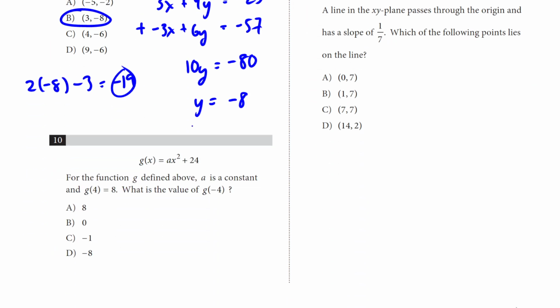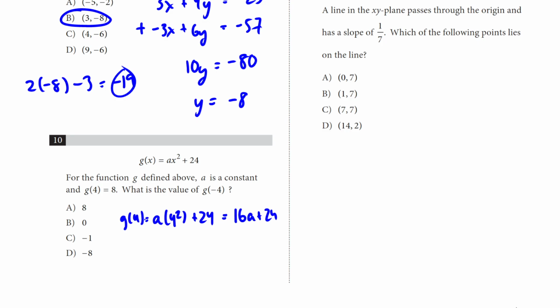10. G of x is given as ax squared plus 24. A is a constant, g of 4 is equal to 8. What is the value of g of negative 4? So we know that a times 4 squared plus 24, so 16a plus 24 is equal to g of 4. This doesn't seem relevant to me at the moment.